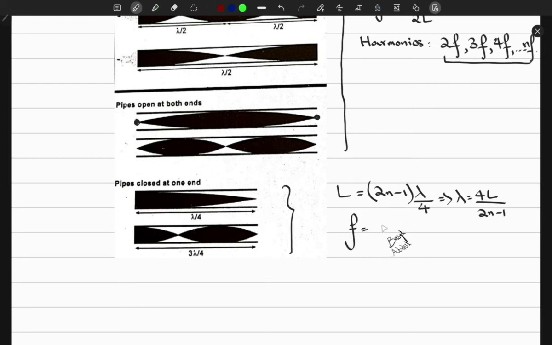And the frequency is given as V over 4L, where again V is the speed of the sound waves being produced in this pipe. Then we have harmonics, and the harmonics that are allowed in this type of pipe are 3F, 5F, so only the odd numbers, 7F, and up to (2n minus 1)F. These harmonics are the only ones allowed in these types of pipes, which are closed at one end or open at one end.